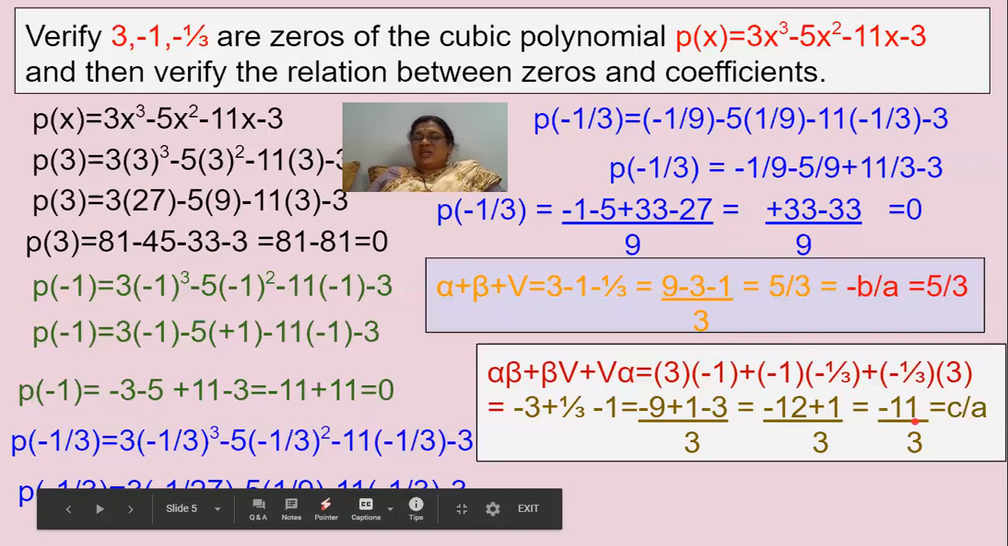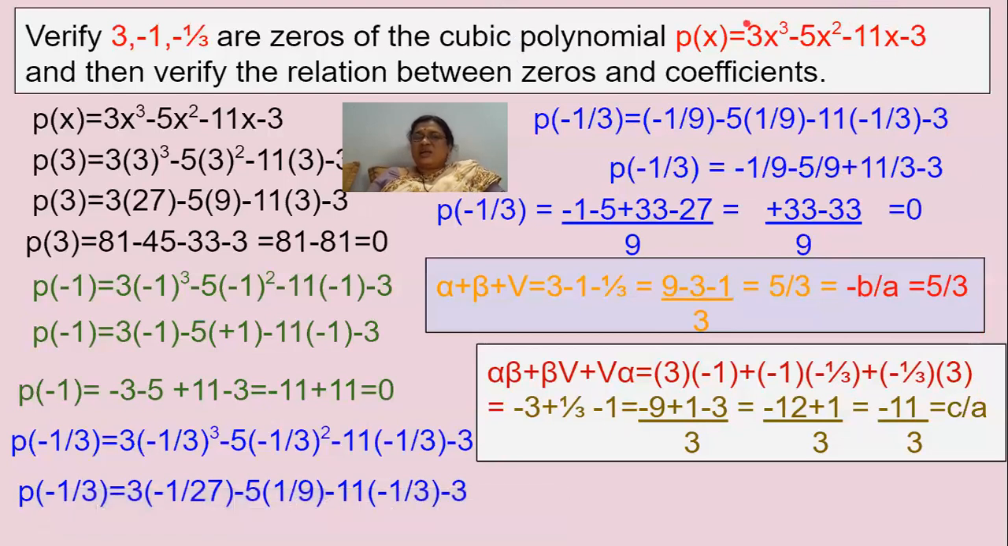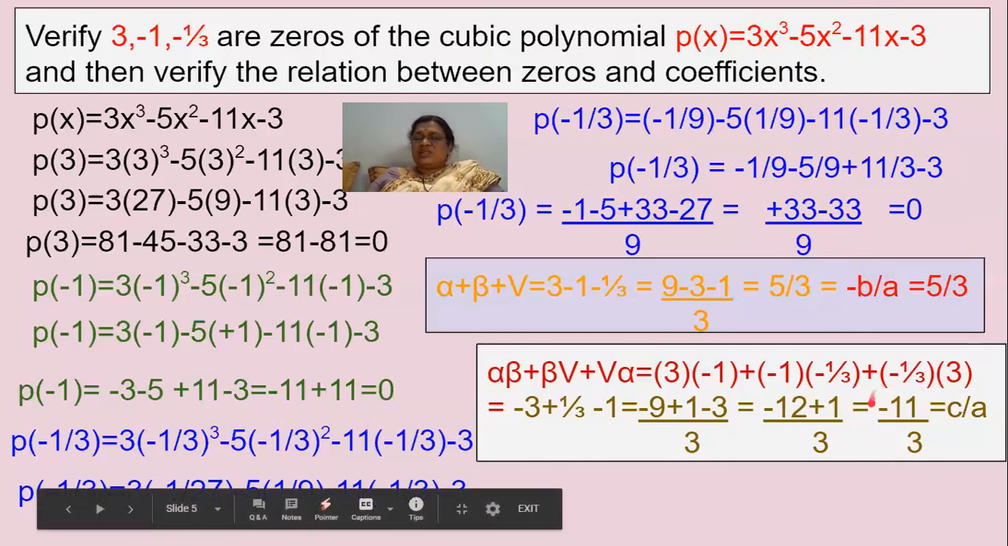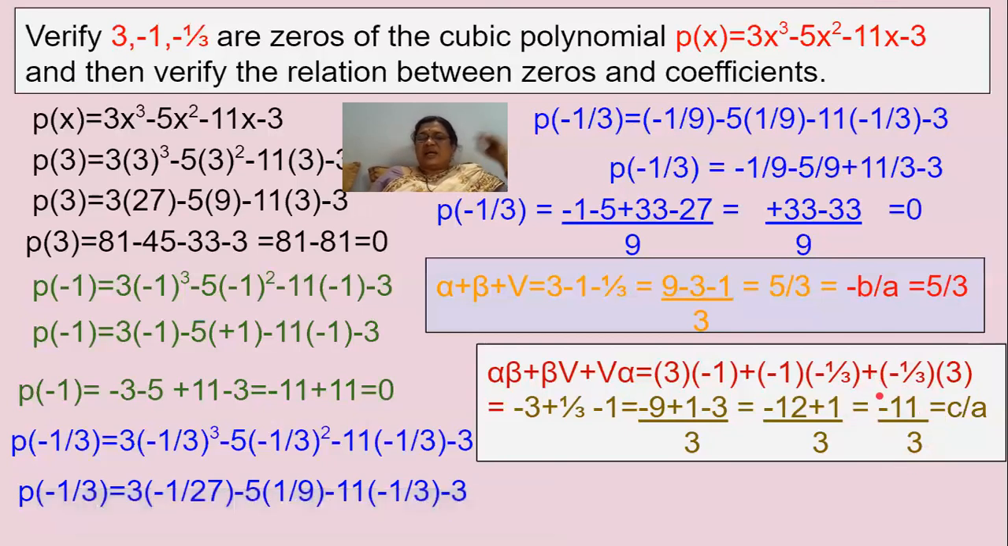So is there a relation? We have made a relation or not? Let us verify it. C by a. What is c here? Minus 11. What is a here? 3. So c by a, minus 11 by 3. We got it? Yes, we got it. So we have established the relation between the coefficients and the zeros.